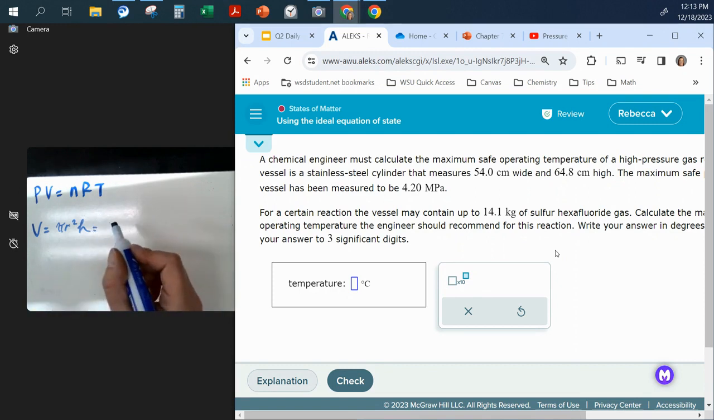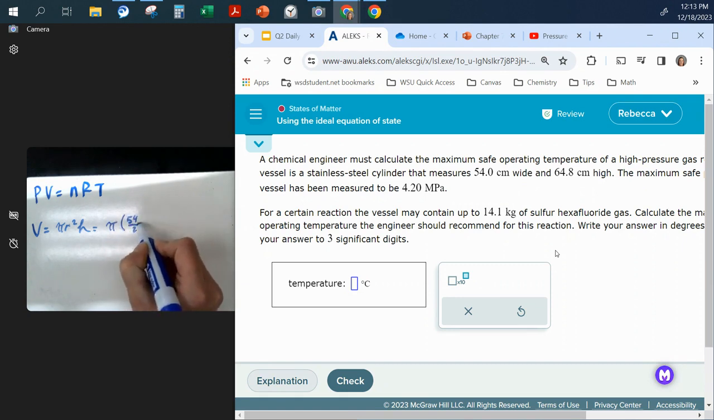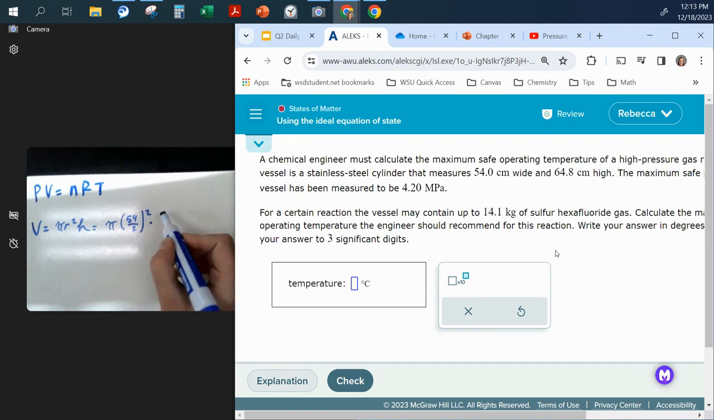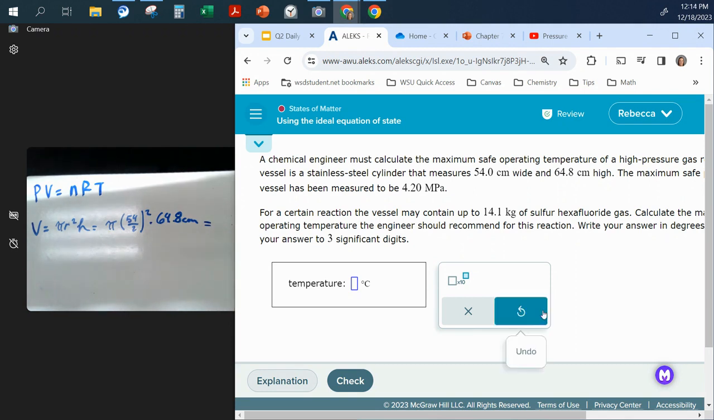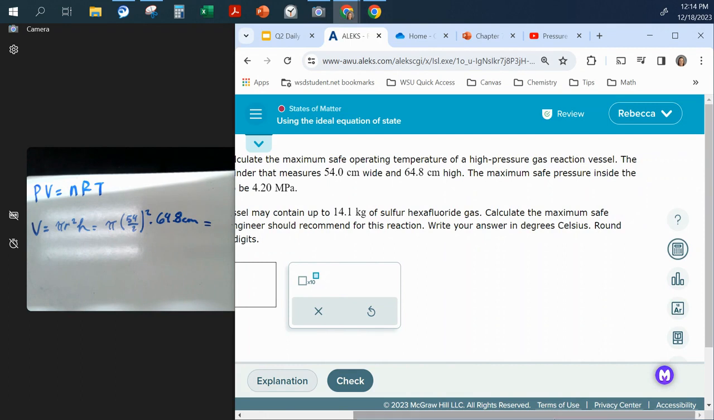Okay, so it's 54 centimeters wide. That means we have pi, and we need our radius, so that's 54 divided by 2, squared, times the height, which is 64.8 centimeters. So our value will be in centimeters cubed, which is annoying because we need it in liters.